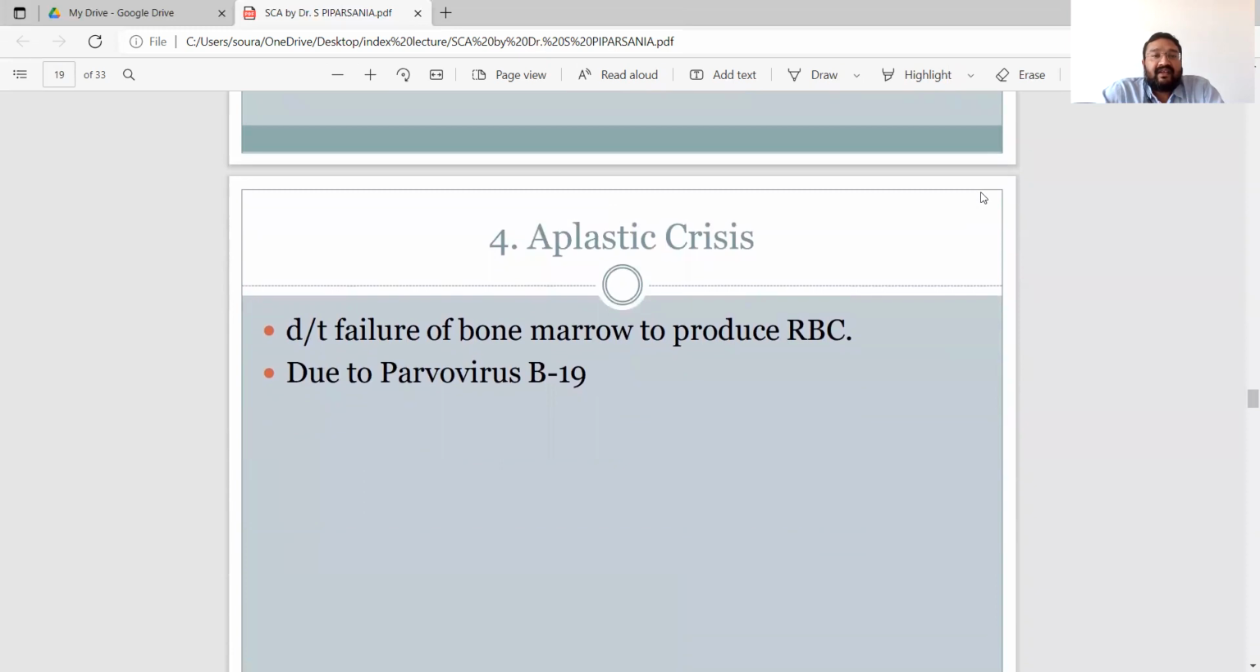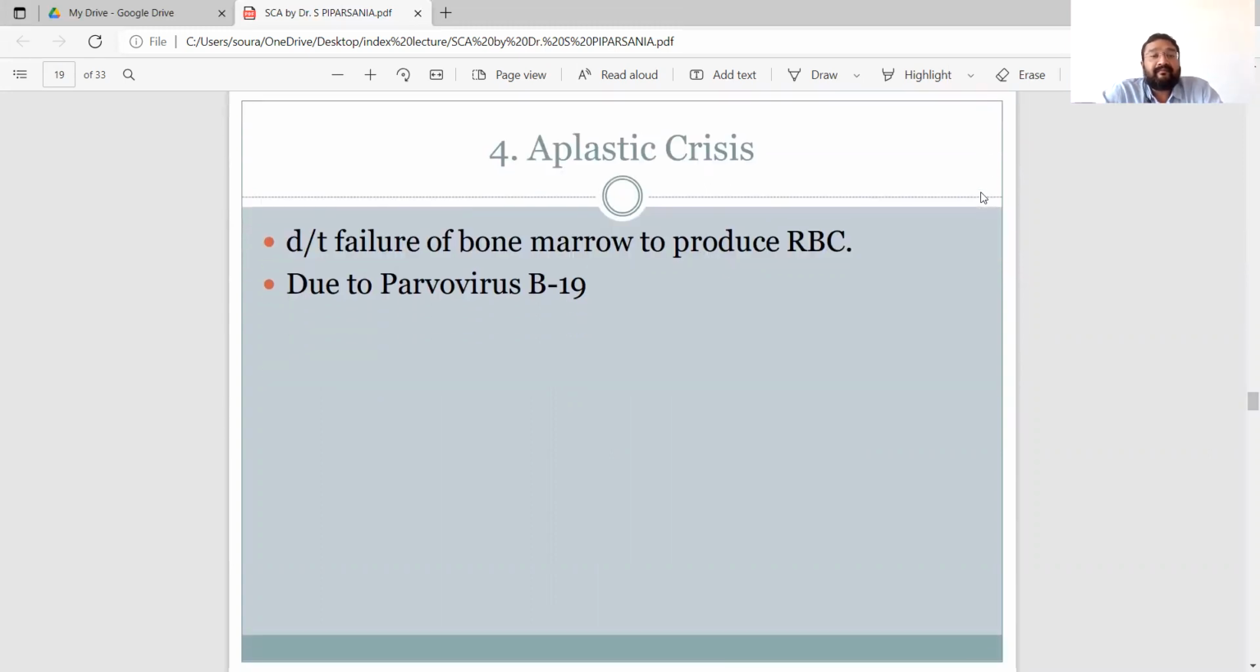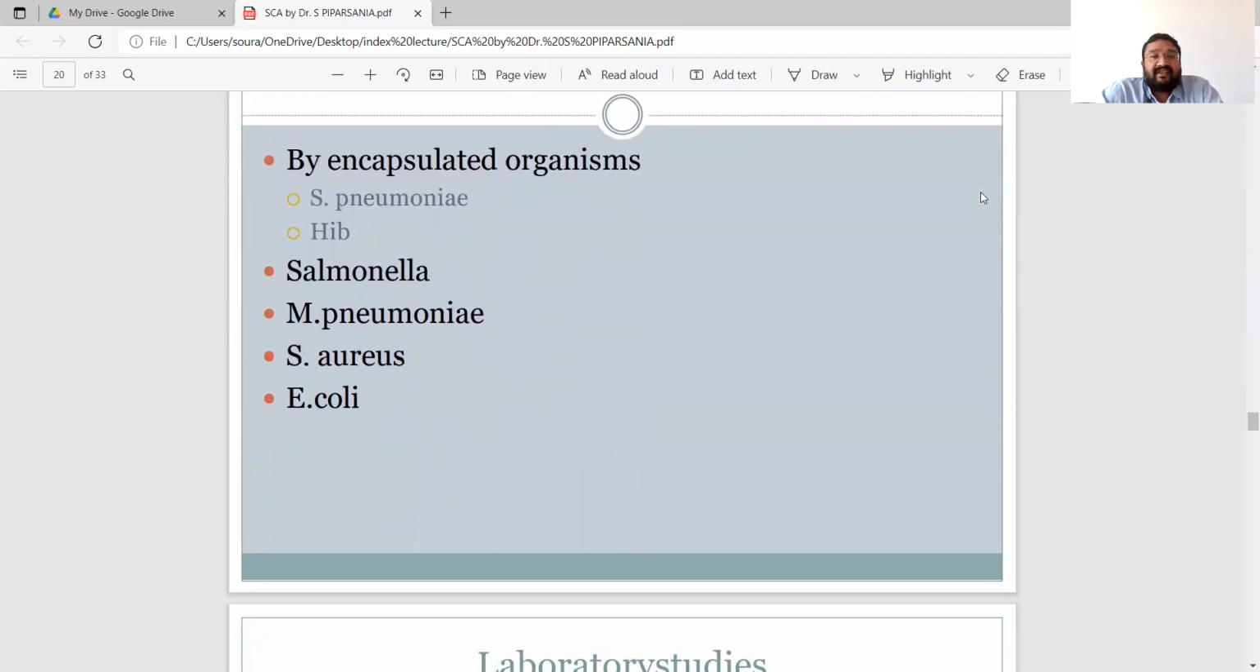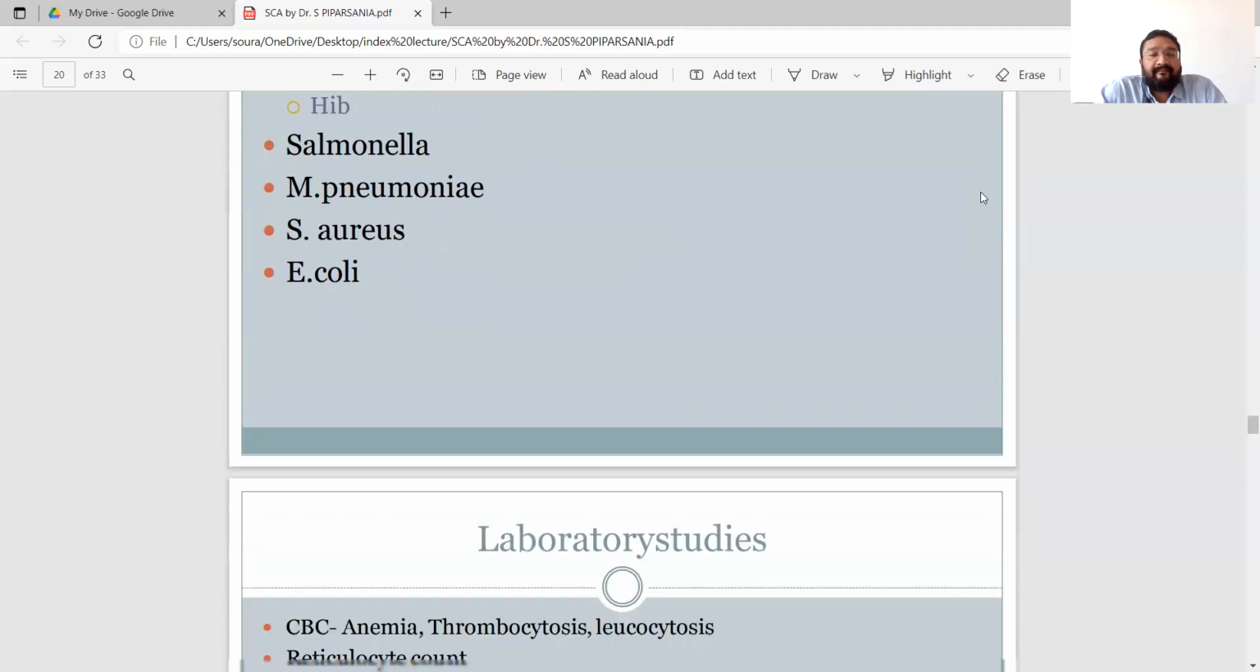Aplastic crisis. It is because of the failure of the bone marrow to produce RBCs. Most commonly, it is caused by parvovirus B19, and sometimes it may be associated with folate deficiency. Children with sickle cell anemia are more prone to develop infection by encapsulated organisms like Streptococcus pneumoniae and Hib. Other organisms that can cause infection in sickle cell anemia are Salmonella typhi, Mycoplasma pneumoniae, Staphylococcus aureus, and E. coli.